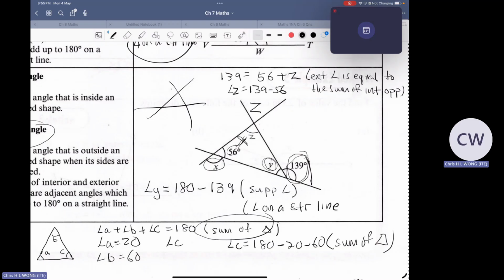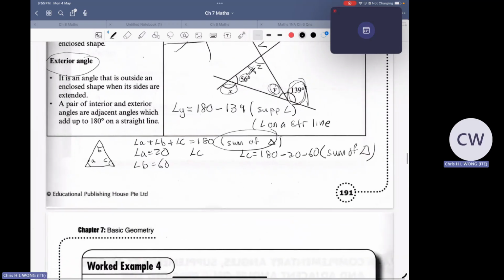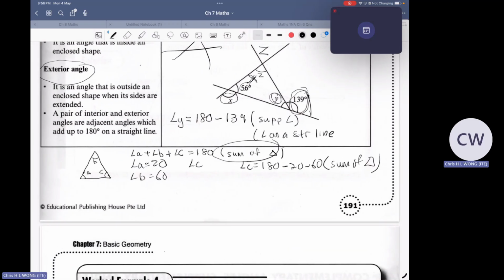So far so good. Must know. Okay, let me let you copy first. Copy first, because all these are not inside. So you need to know, or else some of the things you cannot calculate without knowing all this.